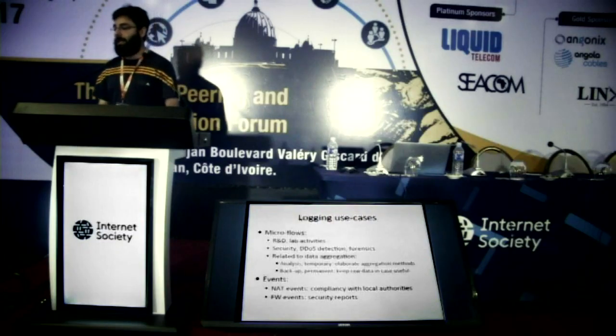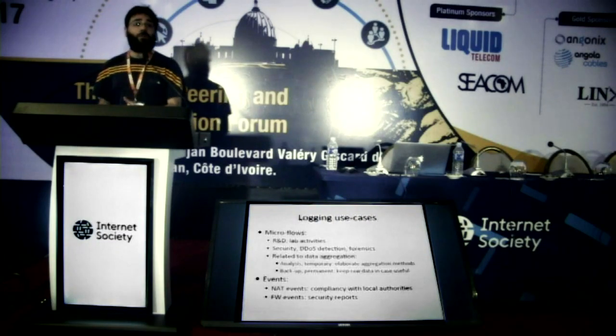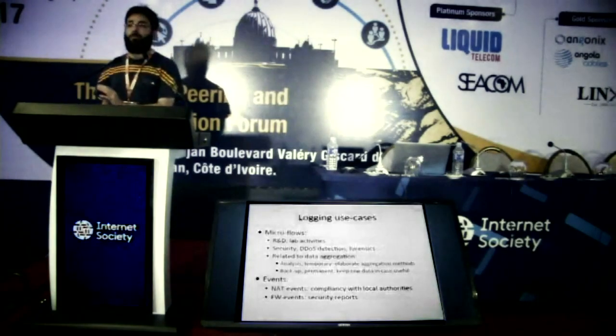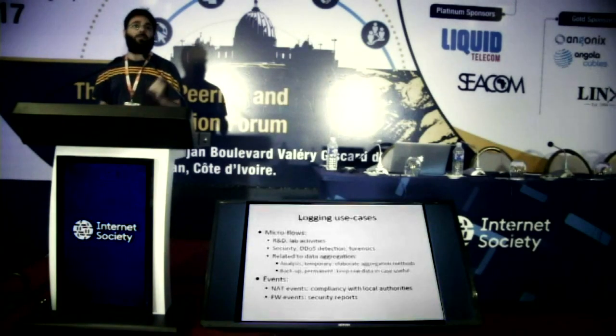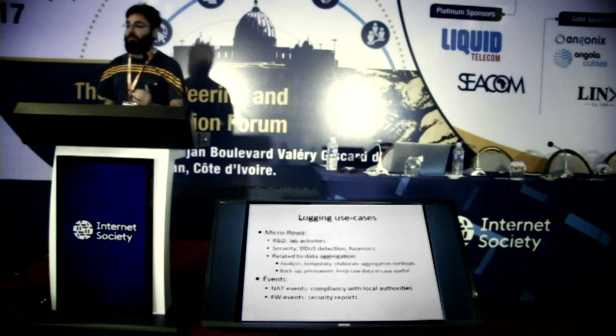We have logging use cases. This is why microflows. But also events, for NAT or firewall events or syslog in general.